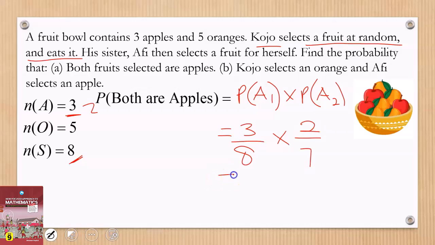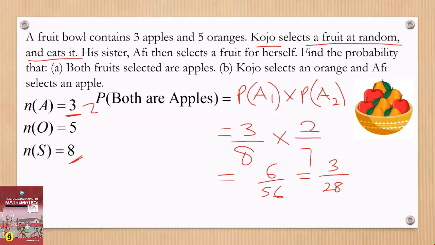Now we can simplify this to make it 3 times 2, this is 6, divided by 56. Of course, this can be reduced to the lowest form. Since the 2 numbers are even numbers, I can divide both by 2. Here, 2 can divide 6 as 3, and 2 can divide 56 as 28. Right. So that is the answer.